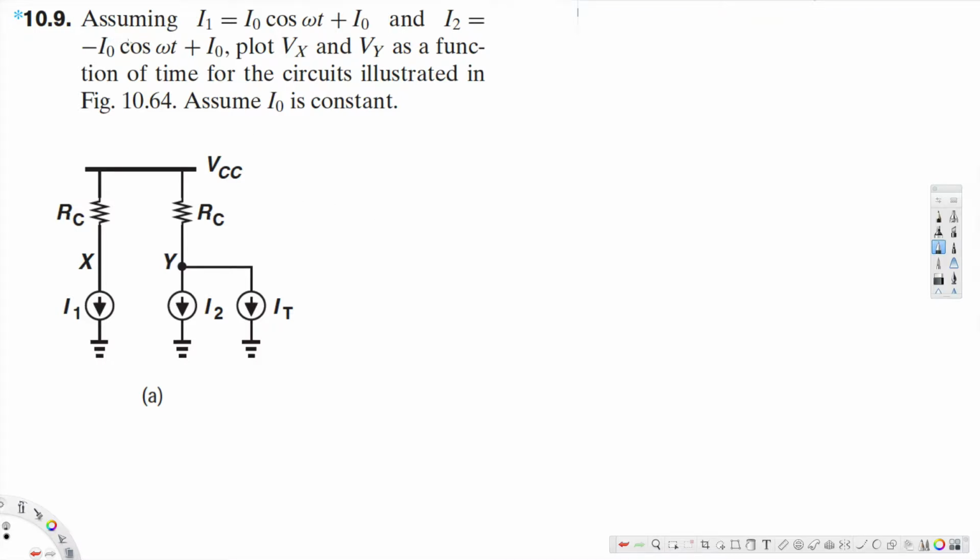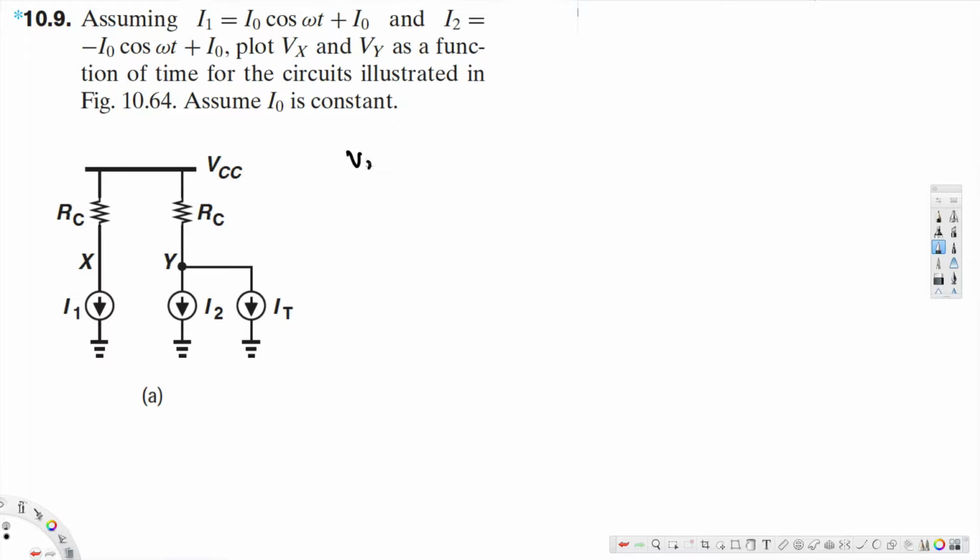Here this question is asking, assuming I1 is equal to I naught cos omega t plus I naught and I2 is equal to negative I naught cos omega t plus I naught, plot Vx and Vy as a function of time for the circuits illustrated in figure 10.64. Assume I naught is constant. Now let's go ahead and continue.